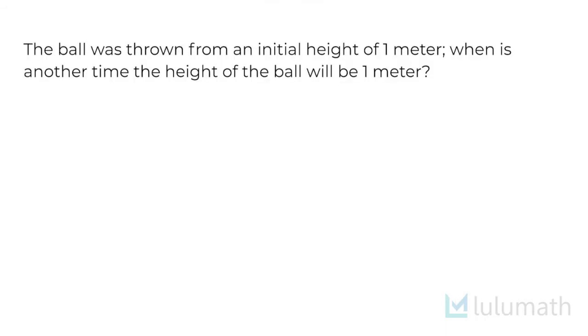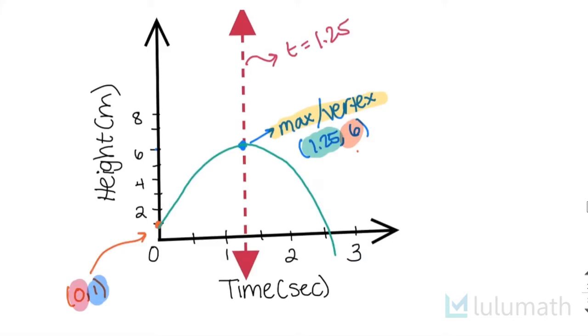Excellent. So now this next question says that the ball was thrown from an initial height of 1 meter. When is another time the height of the ball will be 1 meter? Well, let's take a look at our graph that we have here one more time. So we know initially it has a height of 1 meter. So I want to know, when is it going to have a height of 1 meter again? So when I extend this line here, I can see that this is where it's going to have a height of 1 meter again.